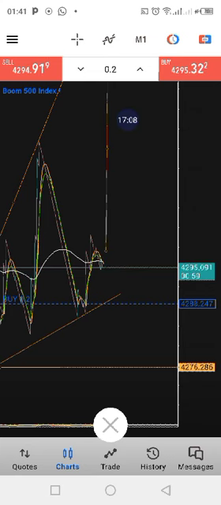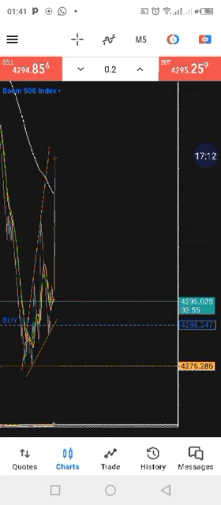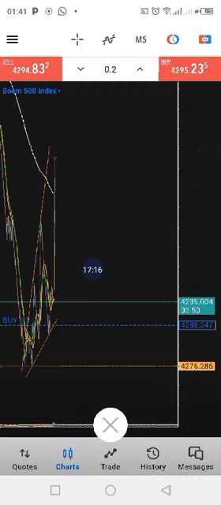Yes, because remember this is a 1 minute time frame. So if we go to the 5 minute time frame, it is possible that the market is still being formed. And the bit being formed is affecting that 1 minute time frame.